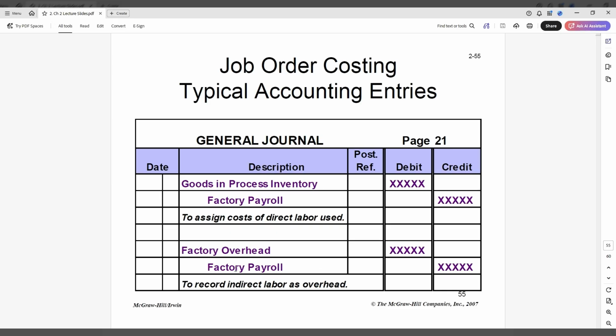And then a portion of that factory payroll is all the indirect stuff. So that goes to overhead. So again, that's janitor, mechanic, supervisors in the factory, but people who are not directly on the production line. Whereas this would be everyone whose labor is on the production line, that just all goes into WIP directly for that job.